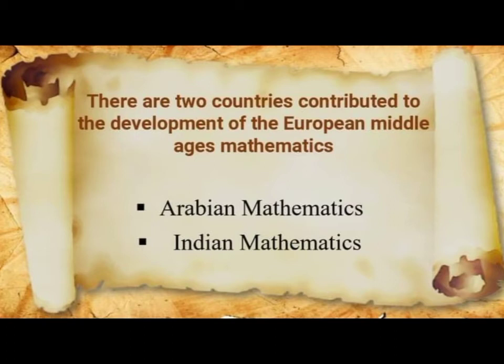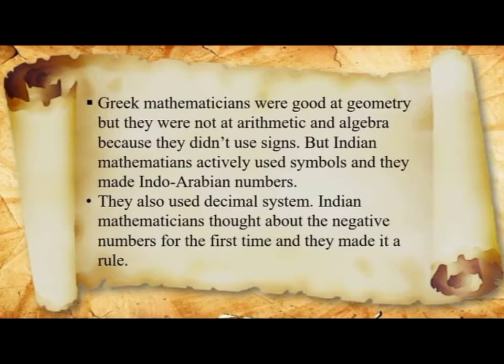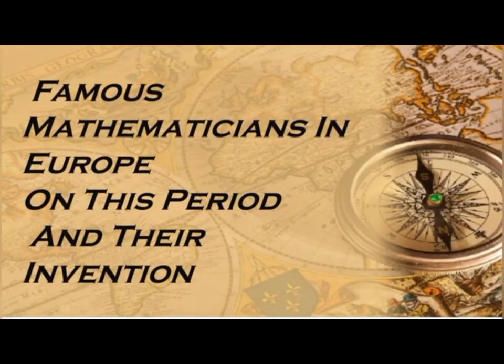There are two countries that contributed to the development of European Middle Ages mathematics: Arabia and India. Greek mathematicians were good at geometry, but not at arithmetic and algebra because they didn't use signs. But Indian mathematicians actively used symbols, and they made Indo-Arabic numbers. They also used the decimal system. Indian mathematicians thought of negative numbers for the first time, and they made rules for them. Aside from that, the Arabs ruled parts of North Africa and Europe for 400 years. Then they had a new mathematics which mixed Greek and Indian mathematics. As we continue, you will discover many different mathematicians in Europe in this period and their inventions or contributions to mathematics.